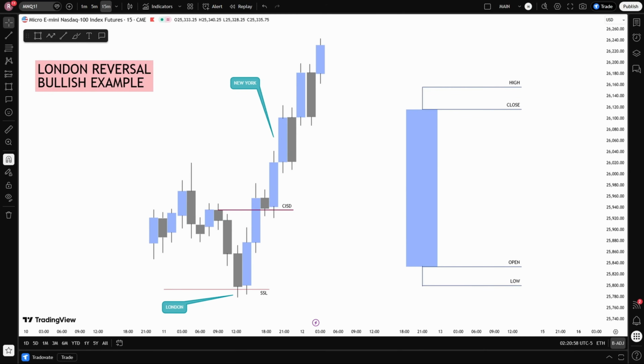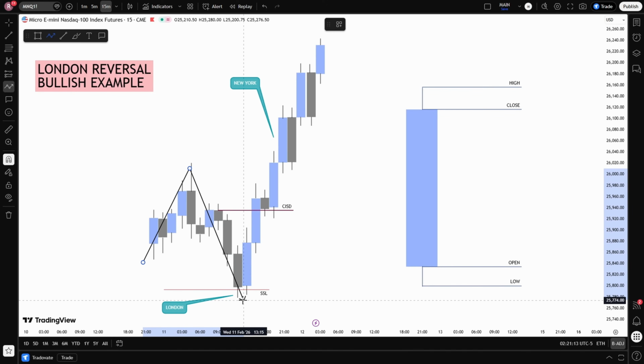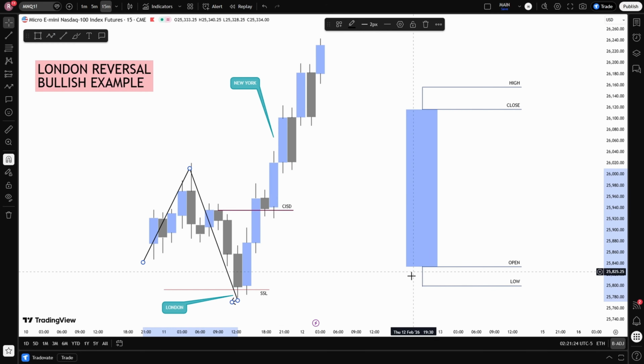So what does that actually look like on the lower time frames? Let's take a bullish London reversal as the example. The day opens, and during the London session, usually between 2 and 5, price drops lower. That drop is not random. It's typically a liquidity run. It sweeps sell-side liquidity and creates the lower wick of the daily candle. So during London, price is effectively forming the wick of the daily candle.